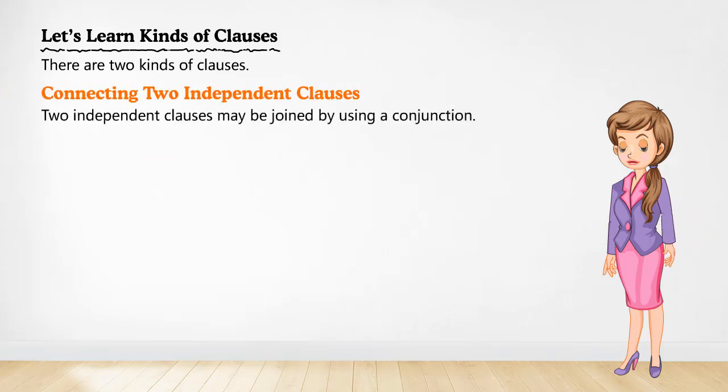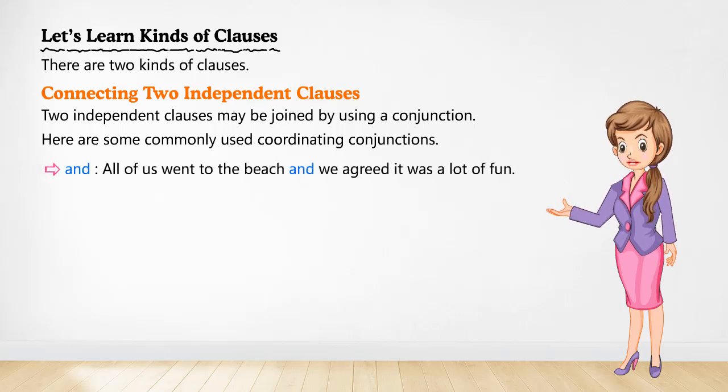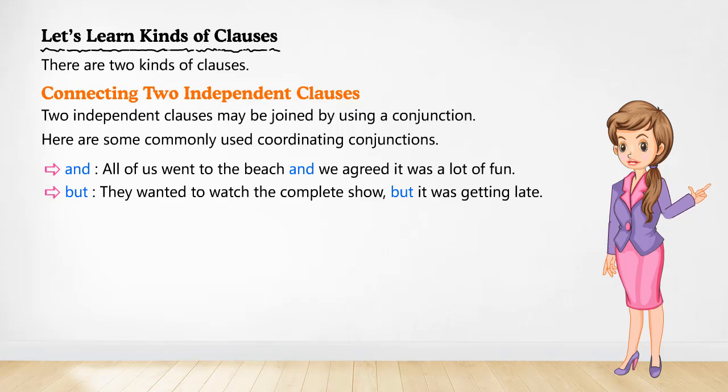Connecting two independent clauses. The independent clauses may be joined by using a conjunction. Here are some commonly used coordinating conjunctions. And: all of us went to the beach and we agreed it was a lot of fun. But: they wanted to watch the complete show, but it was getting late.